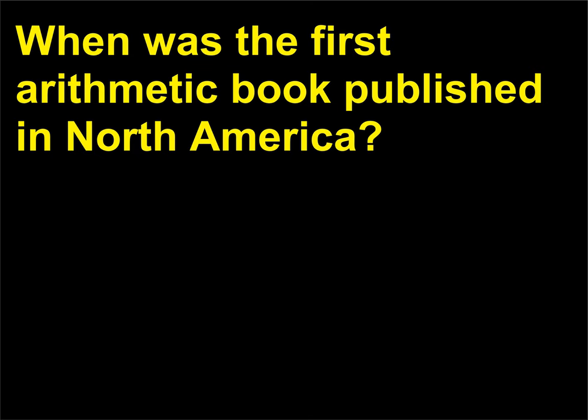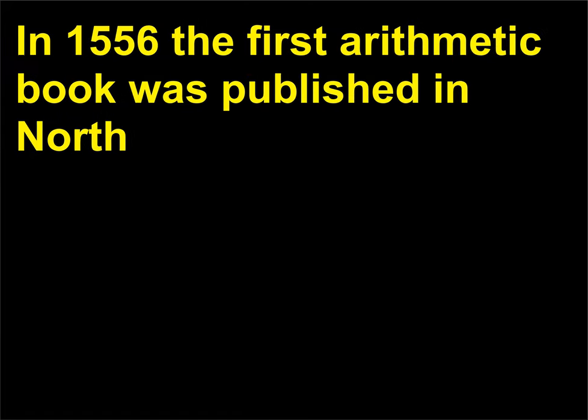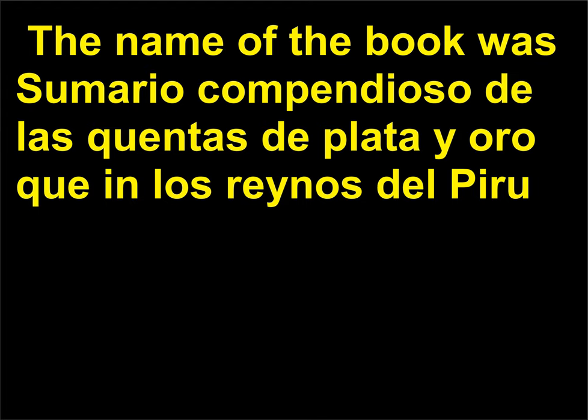When was the first arithmetic book published in North America? In 1556, the first arithmetic book was published in North America by Brother Juan Diaz Freyle, a Franciscan friar. The name of the book was Sumario Compendioso de las Cuentas de Plata y Oro que en los Reinos del Piru.